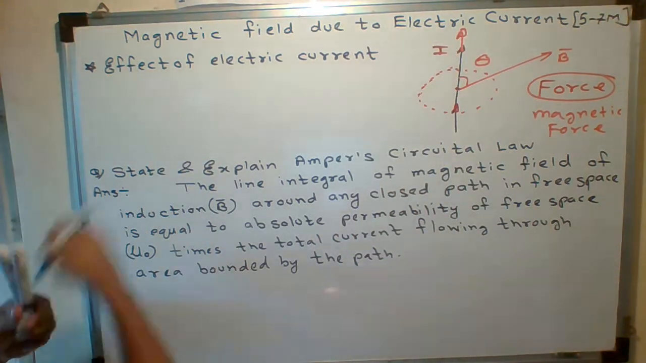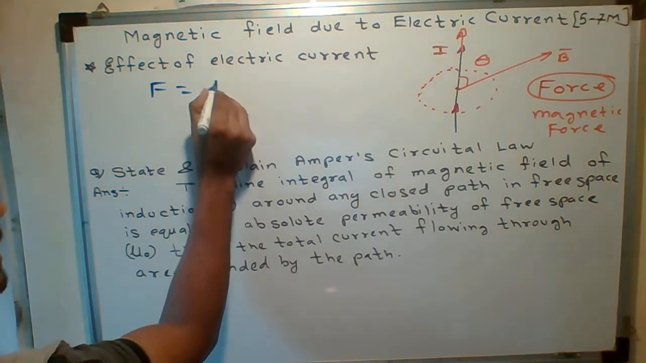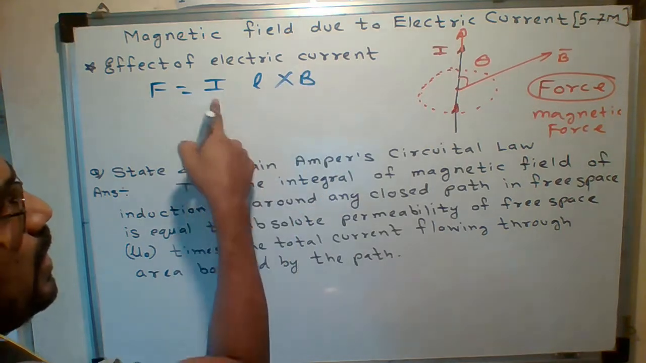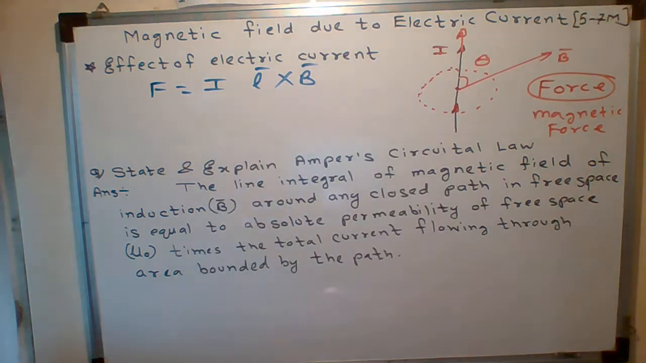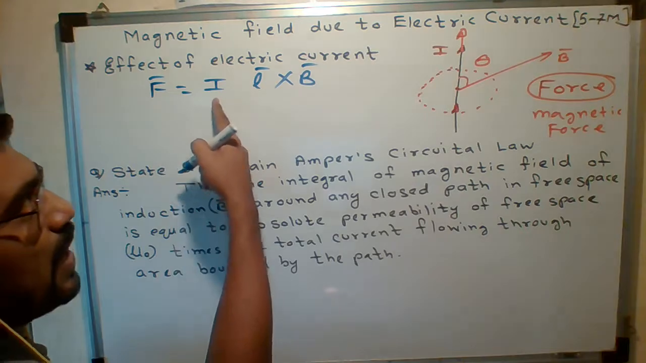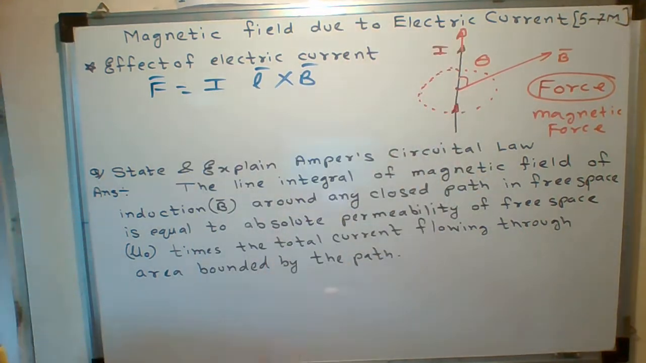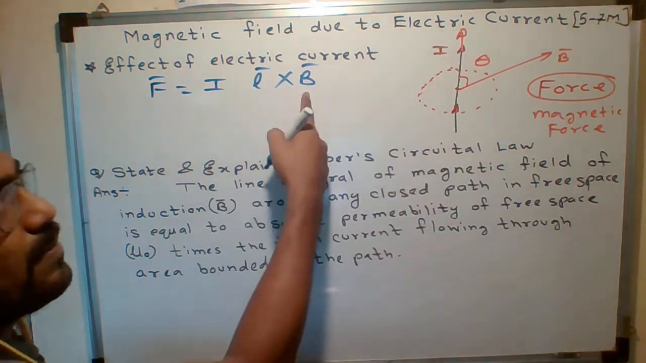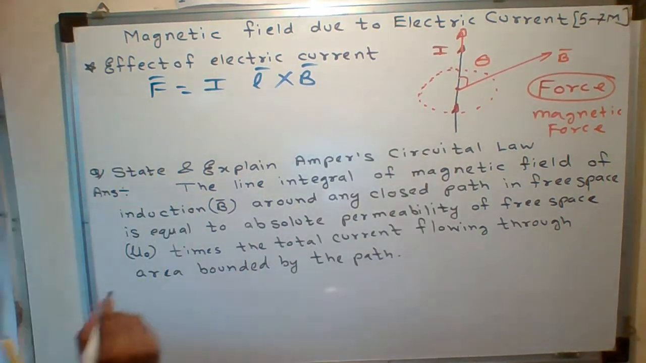And what is the formula for magnetic force? To remember this formula, students, you have to remember it like this: I love Bharat. L bar and B bar are vector quantities, that's why F bar is also a vector quantity. So you have to remember I into L into B. I stands for electric current, how much current is flowing. L stands for the length of the conductor. And B bar stands for the magnetic field.